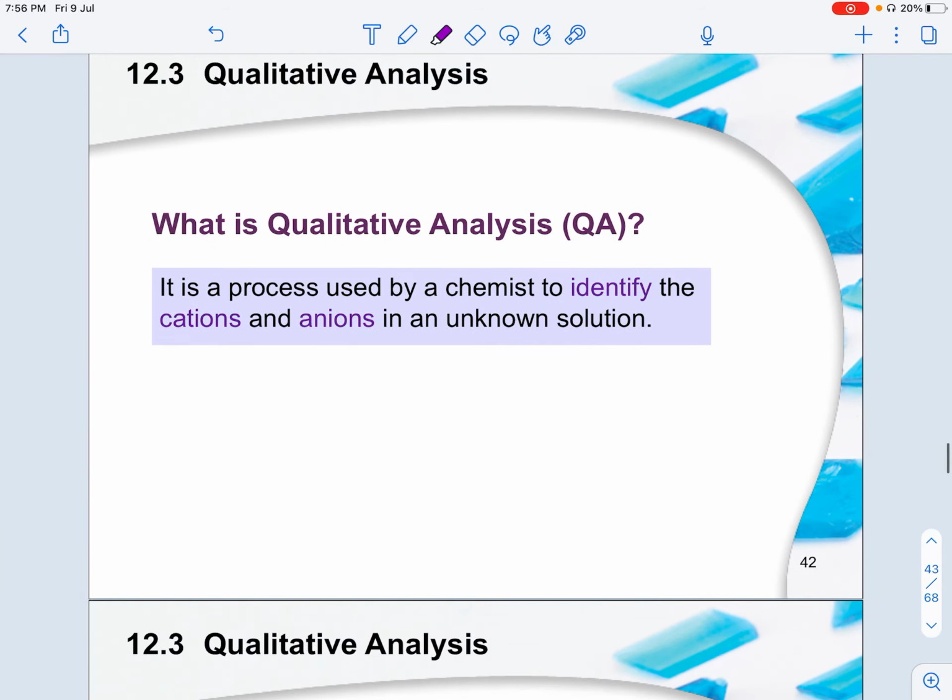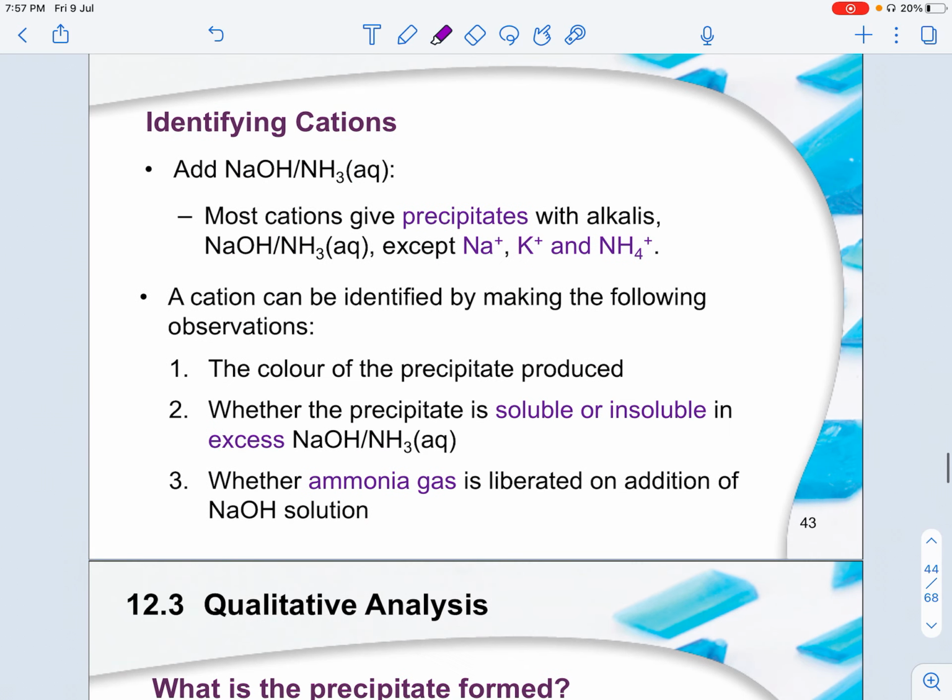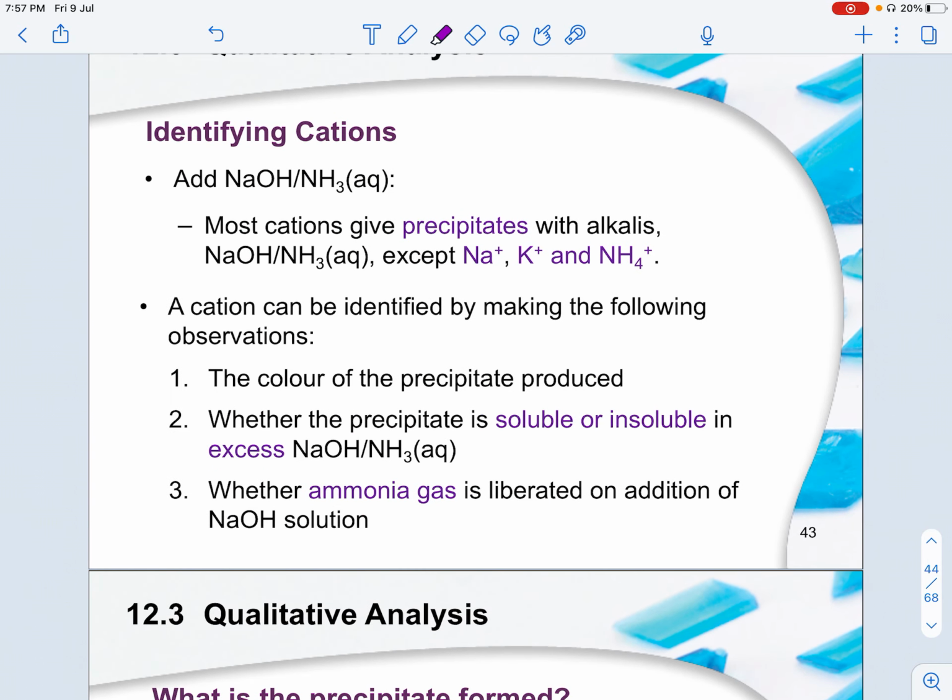Okay. So what is this quantitative analysis? It is the process we use to identify the cations and anions in an unknown solution, as most solutions tend to be colorless. Now, how do we go about testing for cation? We can use two chemicals so far. Number one, we can use either sodium hydroxide, which is NaOH, or aqueous ammonia. And after we have added either of these chemicals, we will want to add in excess to double confirm the identity of the cation.